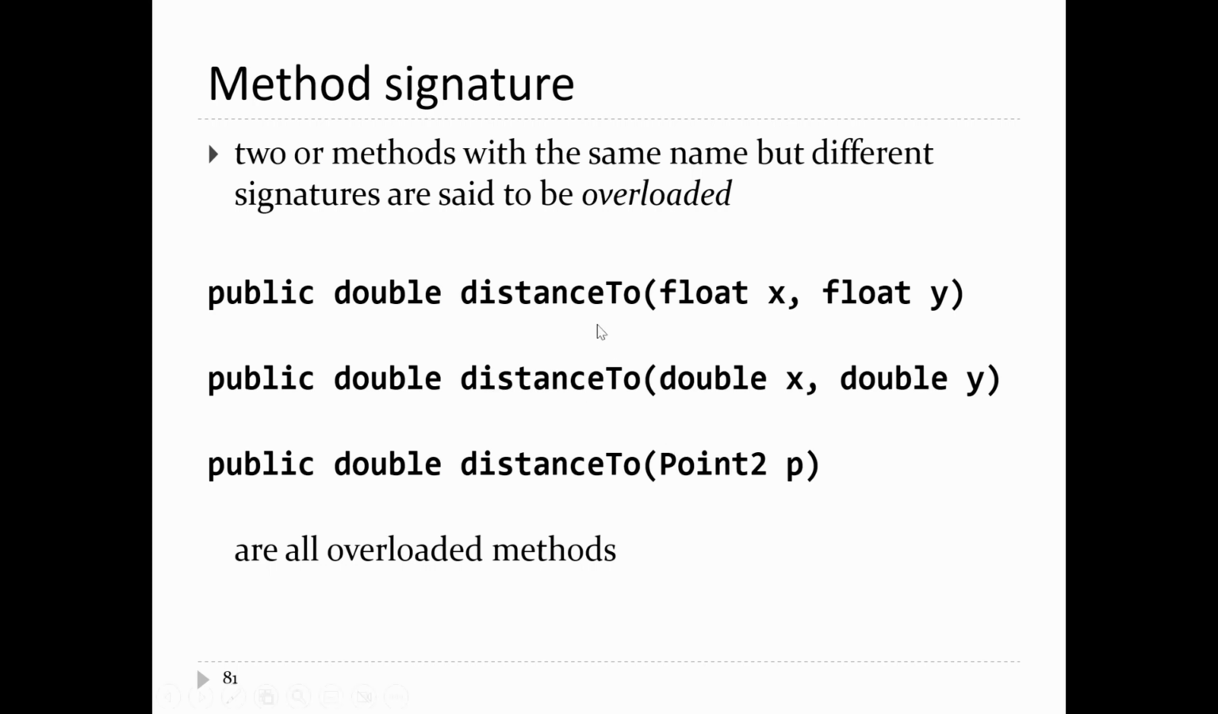Here's another example. I don't think these are actually in the Point2 class, but if you wanted to, you could put these in. So if you wanted to compute the distance to a second point, where the second point has coordinates x, y as 2 floats, or x, y as 2 doubles, or as another point, you can add all of these methods to the class, and everything would be fine. They have the same name, but their parameter lists are different. So these are all acceptable inside the class. When you have 2 methods with the same name, they're called overloaded methods. And it's very common in Java for a class to have several overloaded methods.